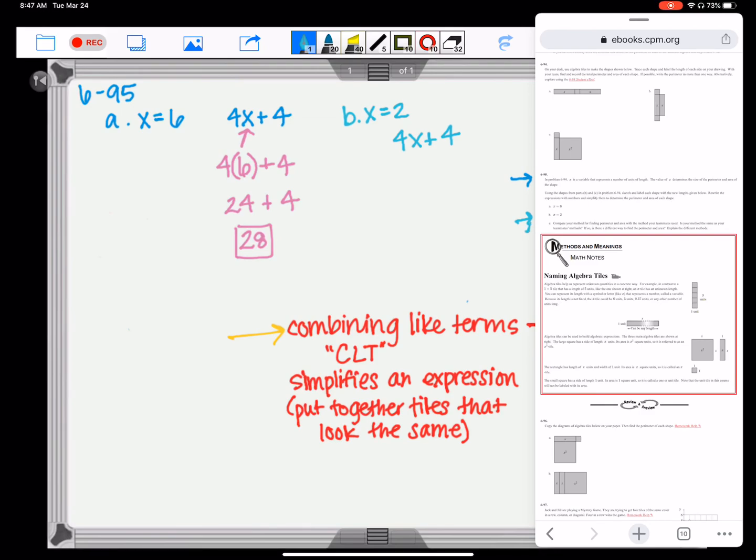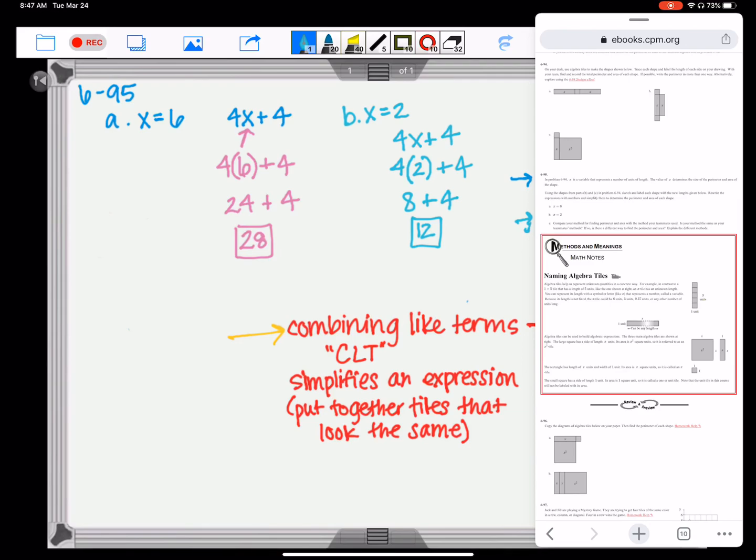Okay, let's see how you got started. So 4 times 2, not 42, plus 4. 4 times 2 is 8, plus 4. So our answer would be 12.